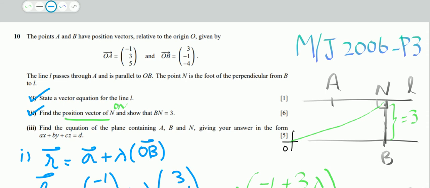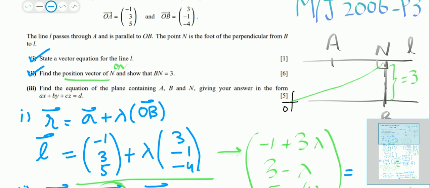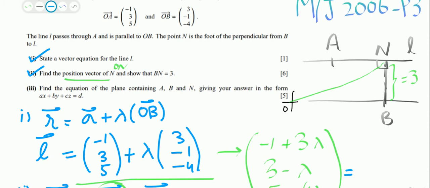Okay, now let's move on to part 3. Find the equation of the plane containing A, B, and N, giving your answer in the form ax plus by plus cz is equal to d. We have to find the equation of the plane. Okay, let's do it.